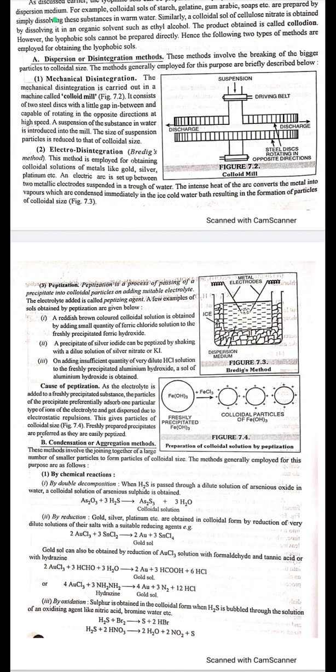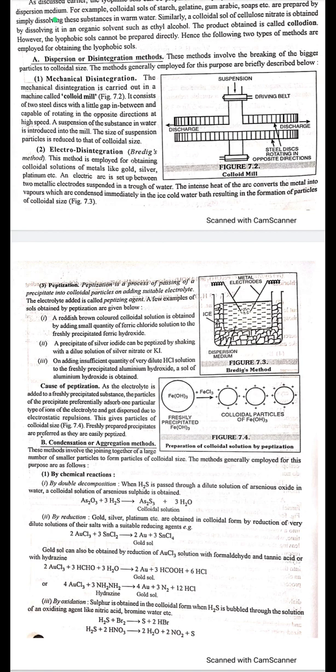Third, precipitation. Precipitation is a process of converting a precipitate into colloidal particles by adding a suitable electrolyte. The electrolyte added is called the peptizing agent. A few examples of sols obtained by peptization are given below.